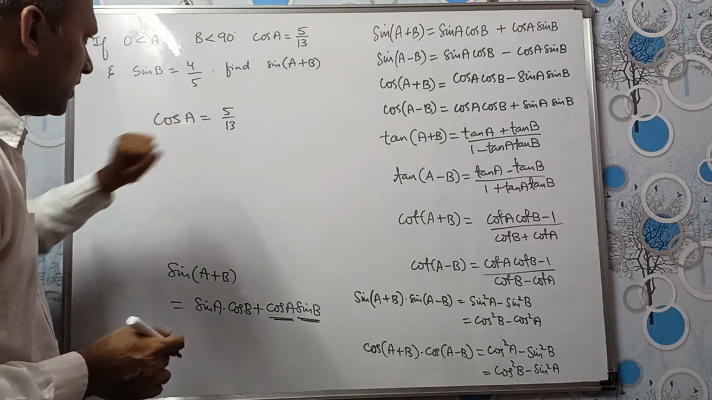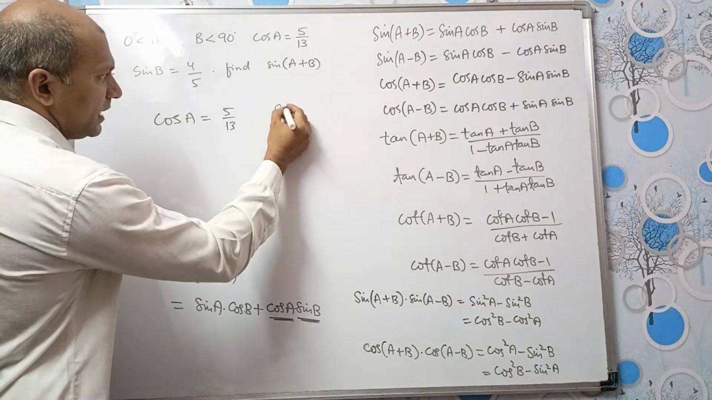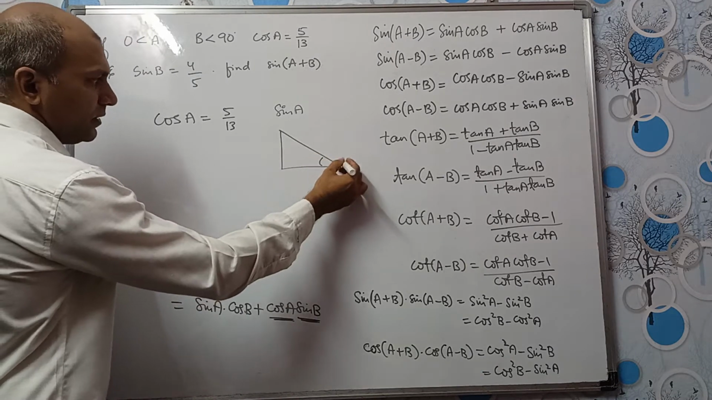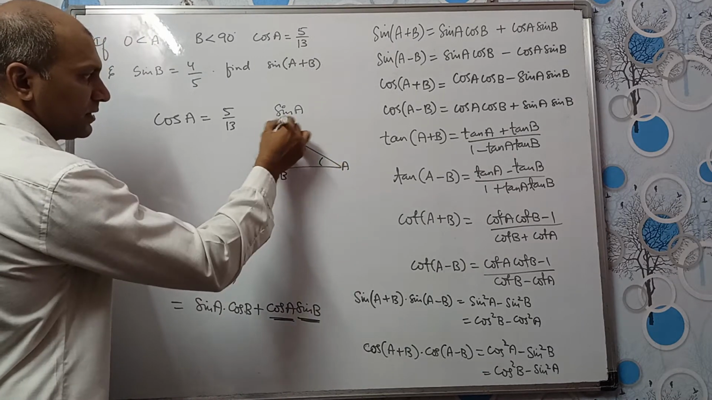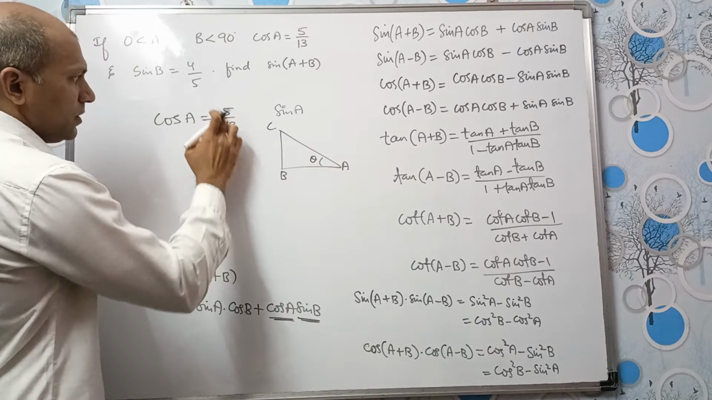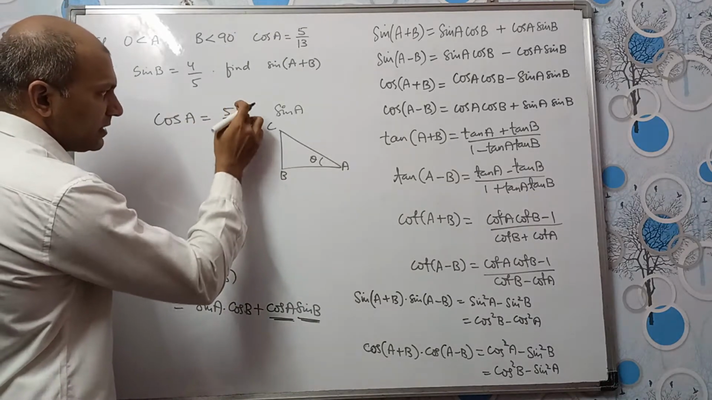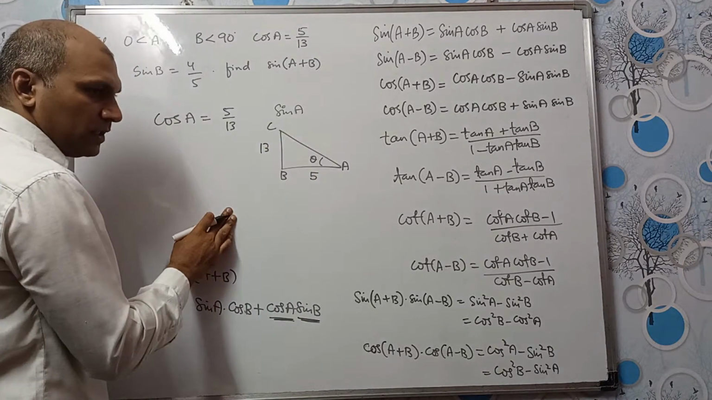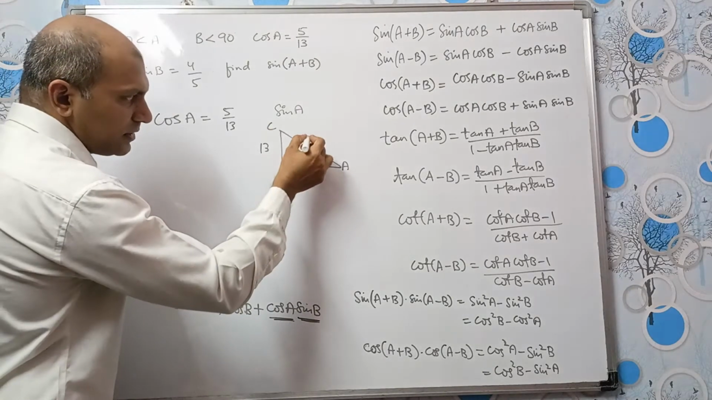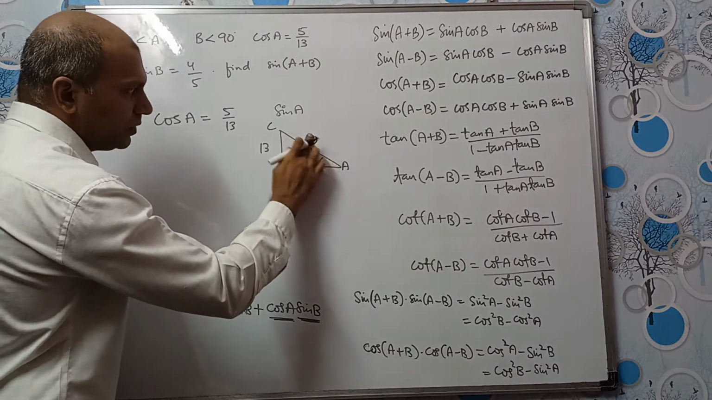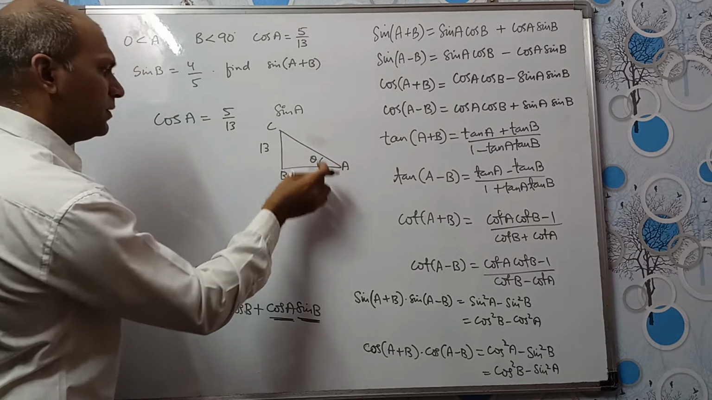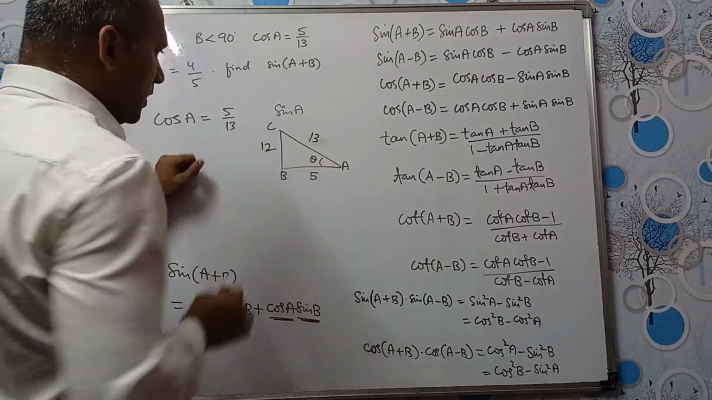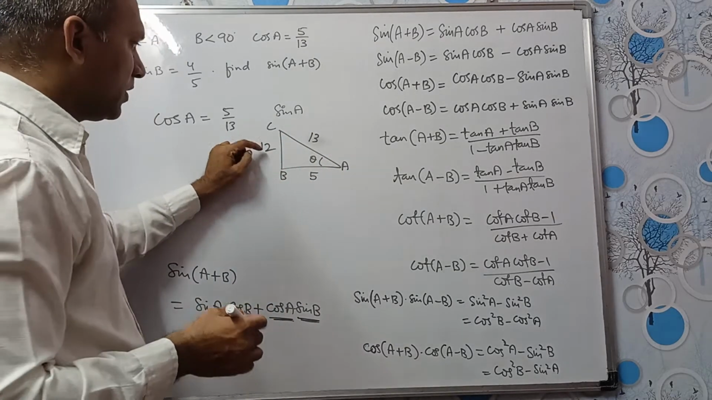Cos A is 5 by 13. Can we find the value of sin A? Yes, you can draw a right angle triangle. If A is here, B is this, C is this. We know cos A is adjacent by hypotenuse, so this is adjacent and this is hypotenuse, 13 is hypotenuse. If you find the third side using Pythagoras theorem, the opposite will be 12.